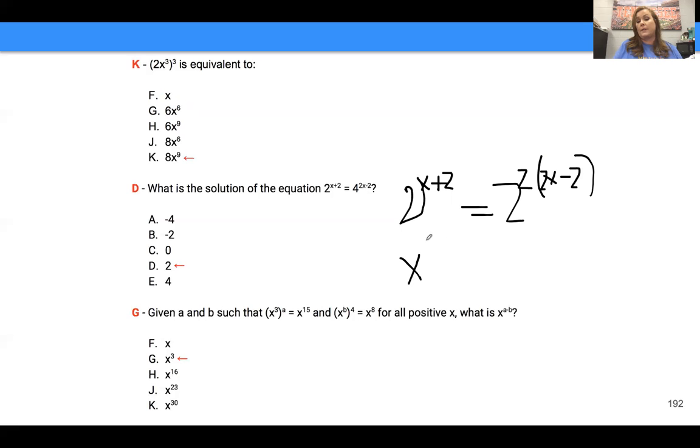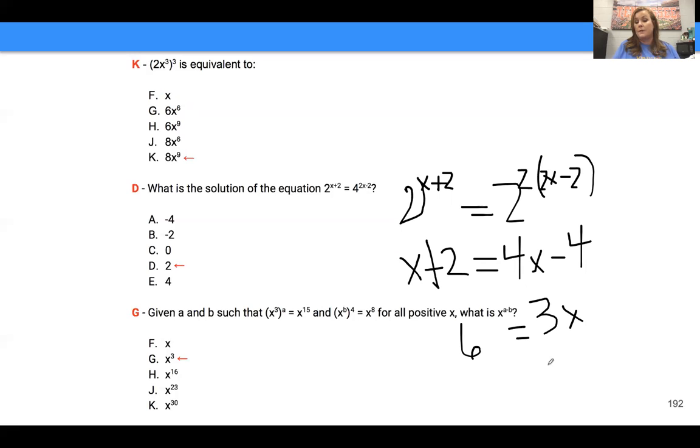So I get x plus 2 is equal to, what's 2 times 2x? That's 4x. 2 times negative 2 is minus 4. And now I'm just going to solve for x. I'm going to move this x over. I get 3x is equal to 6. So x is equal to 2. And again, the big key here is bases and exponents. They have to have the same base.